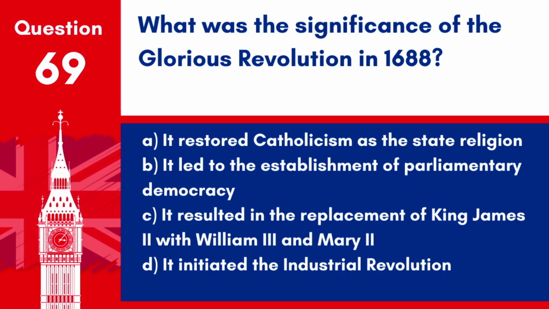Answer C. It resulted in the replacement of King James II with William III and Mary II. The Glorious Revolution of 1688 was significant for its bloodless transfer of power, which saw King James II replaced by his daughter Mary II and her husband William III, strengthening the role of Parliament in governing England.